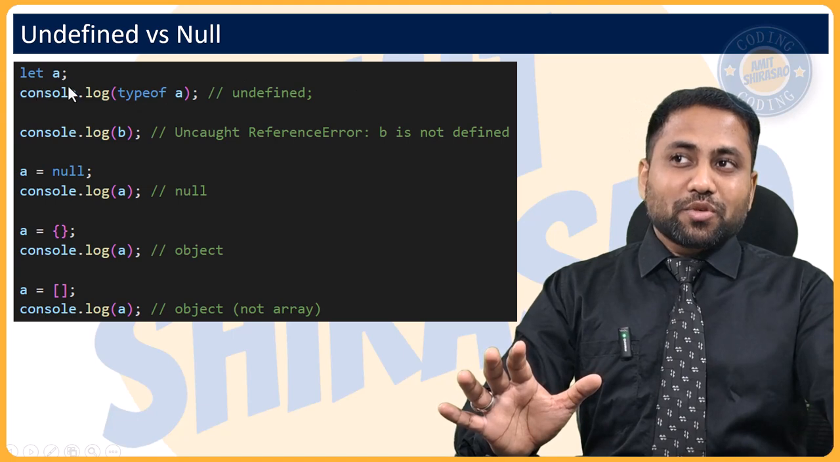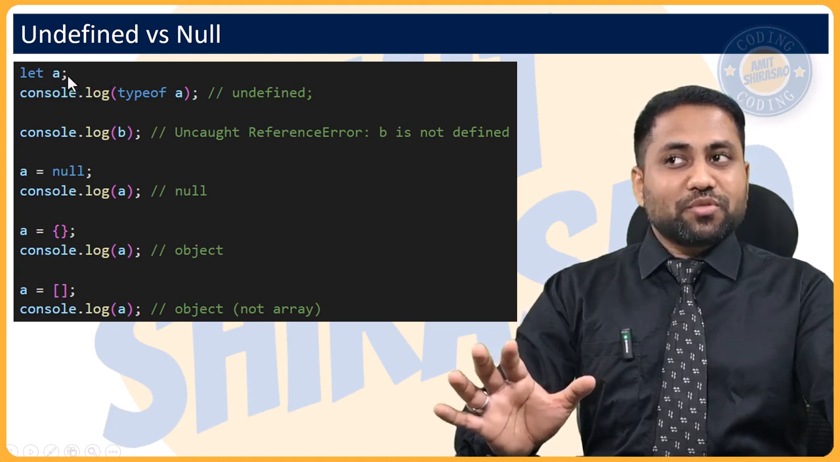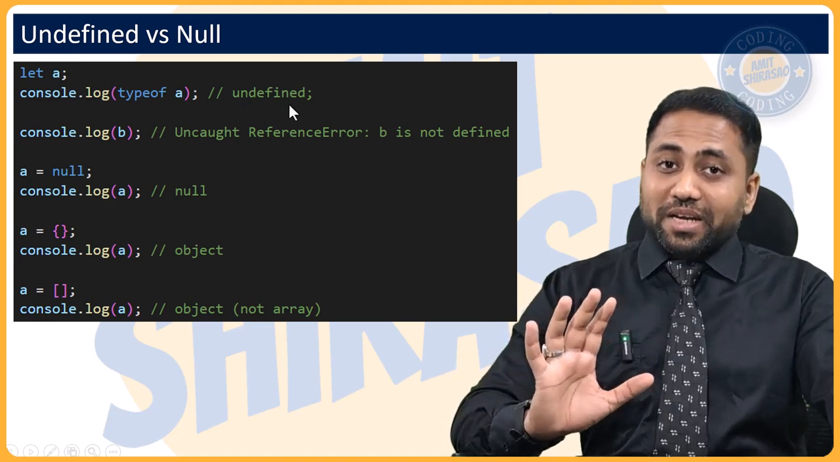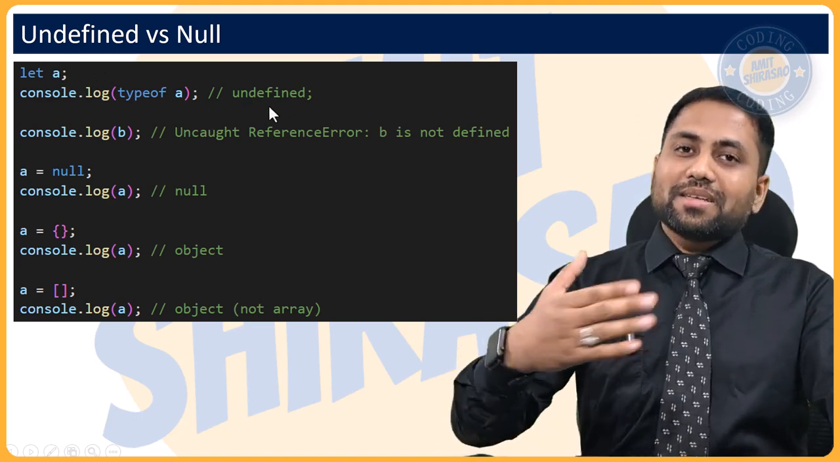So if you don't assign or initialize a variable, if you only declare it, then its data type by default is undefined. It is not null. Then when does it become null?